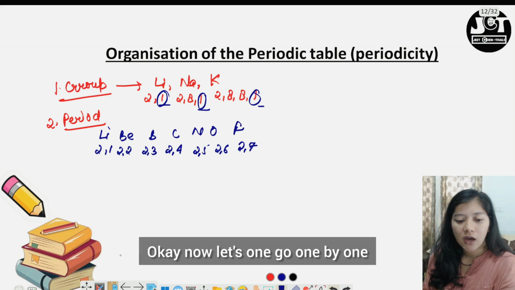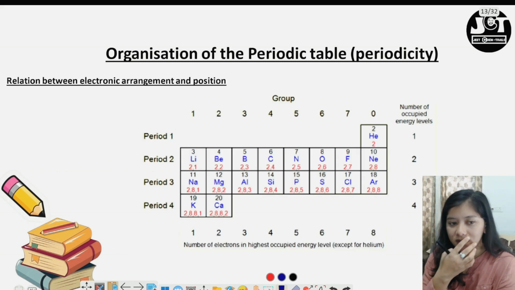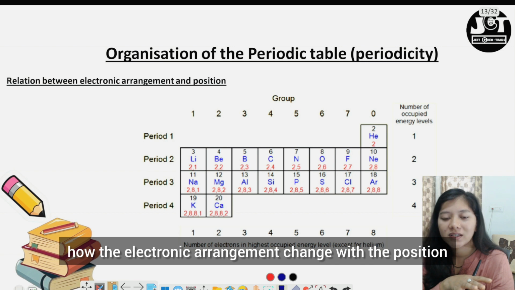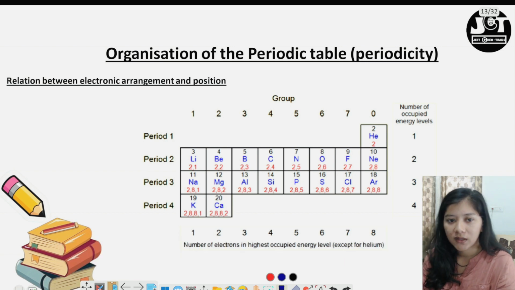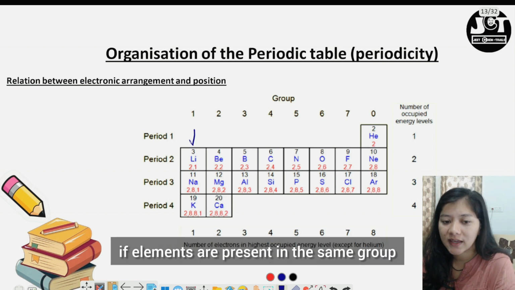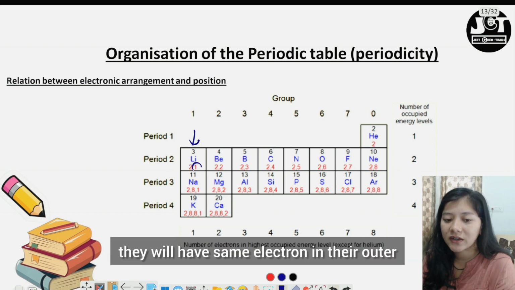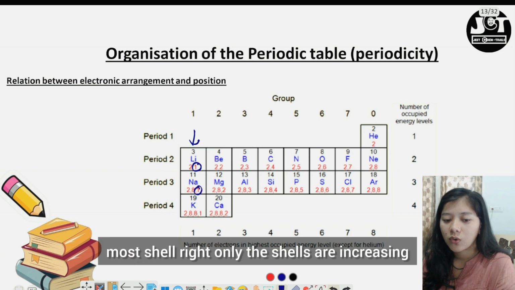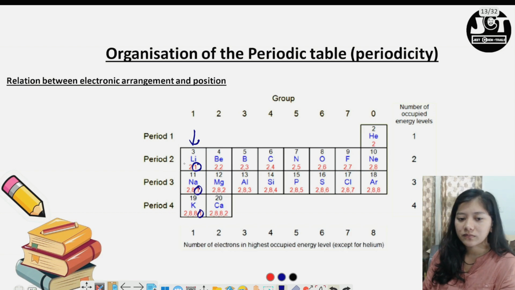Okay. Now let's go one by one. First, let's discuss how the electronic arrangement changes with the position. I think I already told you, if elements are present in the same group, they will have the same electrons in their outermost shell, right? Only the shells are increasing.